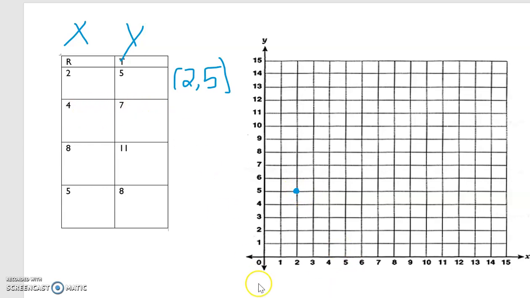Next one is (4, 7), going over 4, up to the 7. Next one is (8, 11), over 8, up to the 11. And then the fourth one we have is (5, 8), over 5, up 8. The equations we're working with today should form a straight line when you connect all your dots. Let's look at one more example.